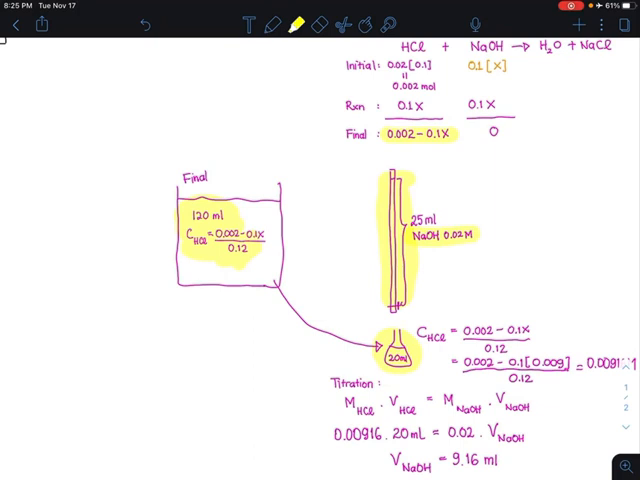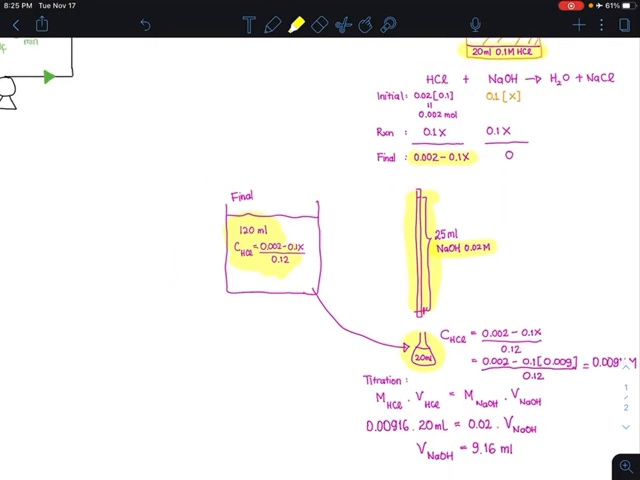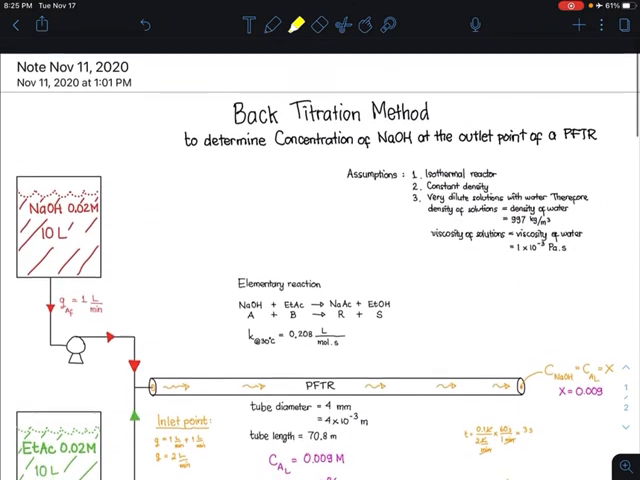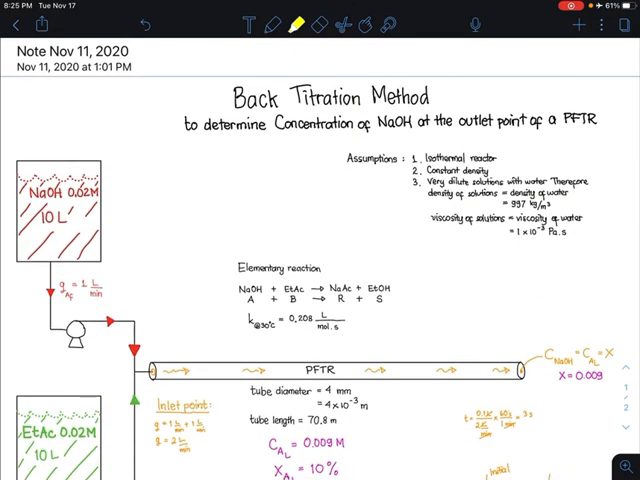Okay, so hopefully with this explanation, you'll be able to design your back titration method easily, so that you can determine the concentration of sodium hydroxide at the outlet point of a PFTR.